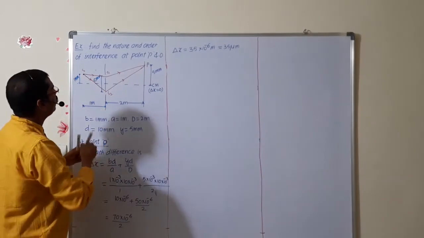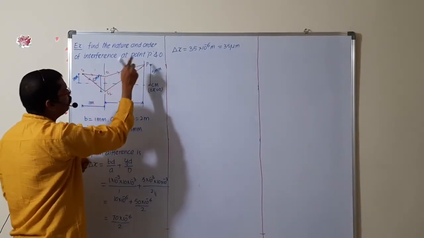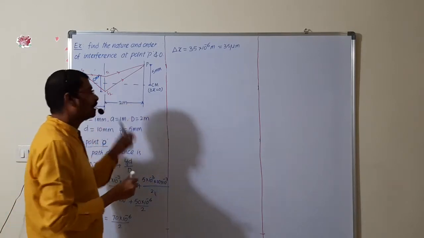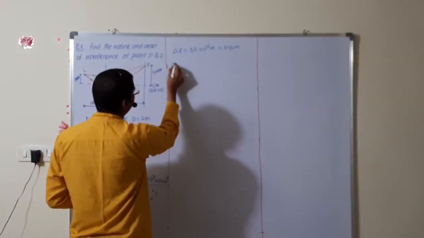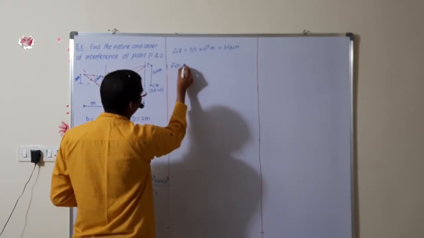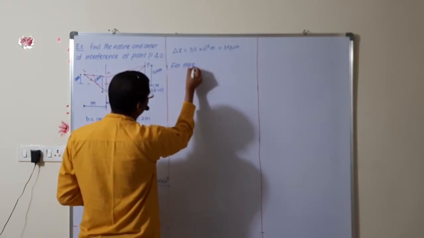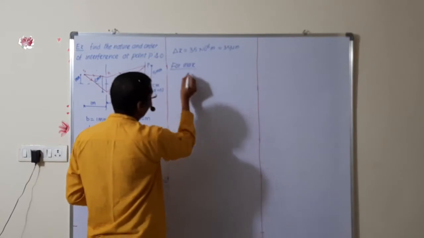Now what we have to find out is the interference at point P. Now let us consider maxima. For maxima, what is the value?